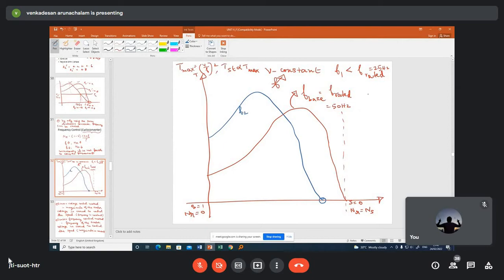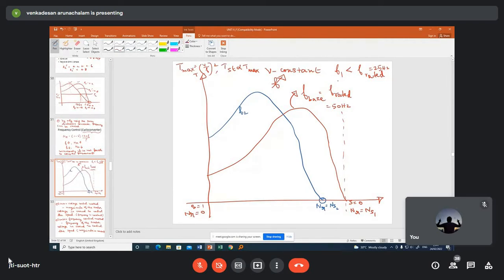Synchronous speed is 120 F by P. So for the base frequency, synchronous speed will be NS1. For the base frequency, it is NS1. When the frequency is reduced to 25 Hz, for that you will have synchronous speed that is NS2. The hypothetical point that will vary. Right? This is drawn for the frequency F2.